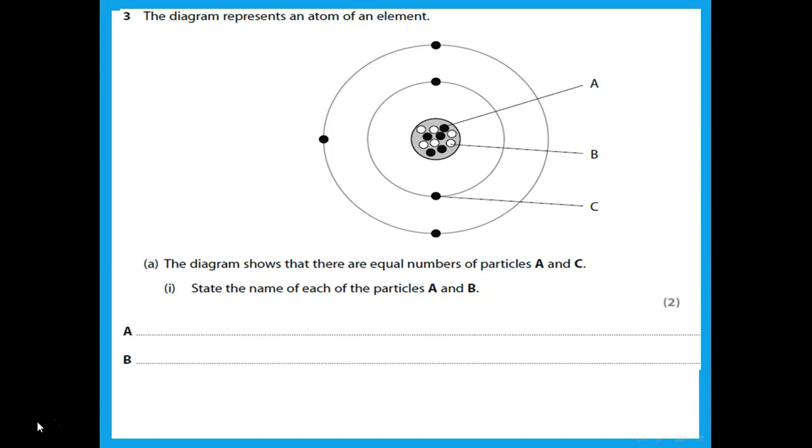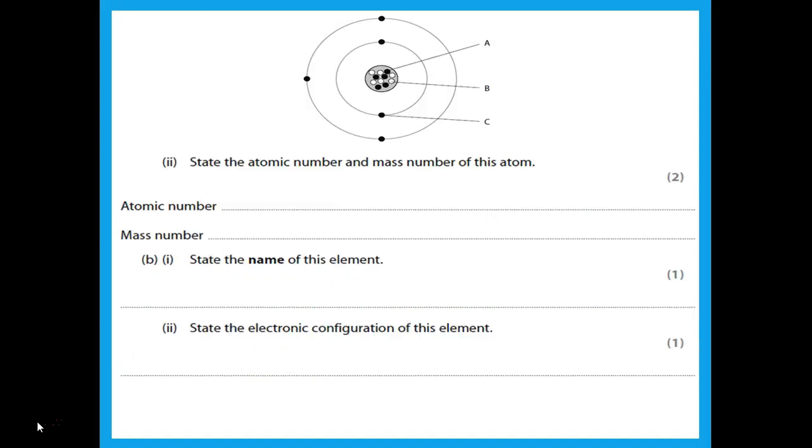A is the protons, because we usually have equal numbers of protons and electrons. C is obviously the electron, so A must be the proton if it is the same number, and that means B is the neutron, because in the nucleus we have protons and neutrons. Do you understand how we got that?